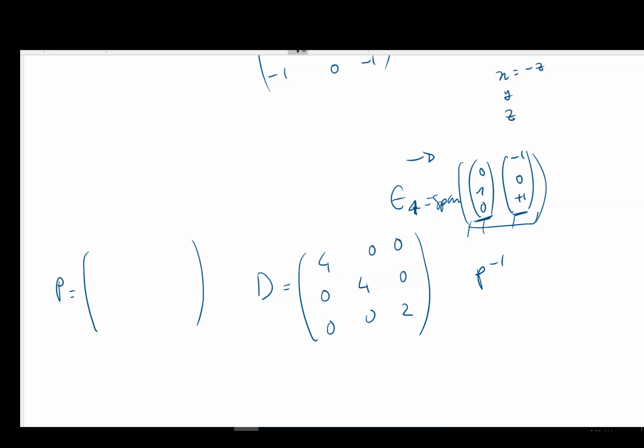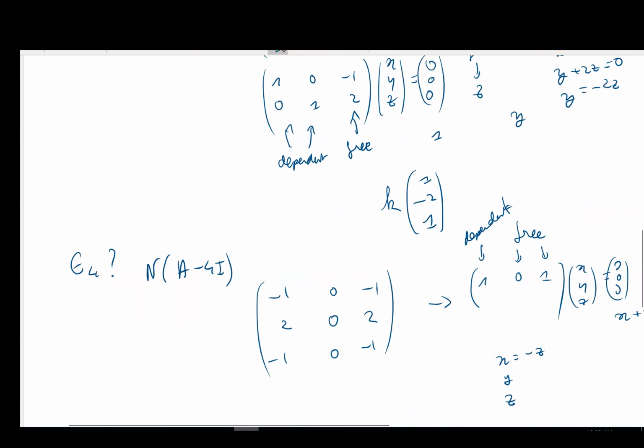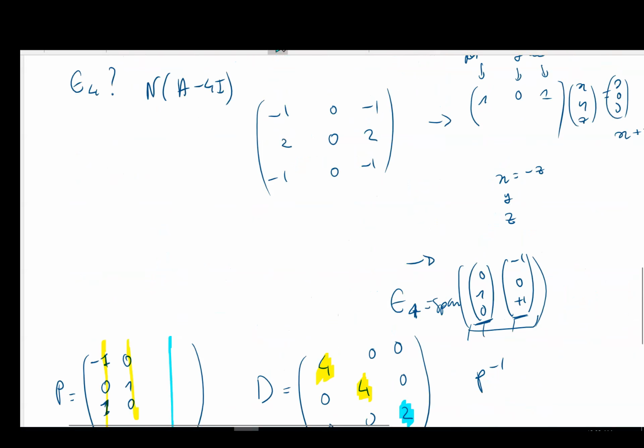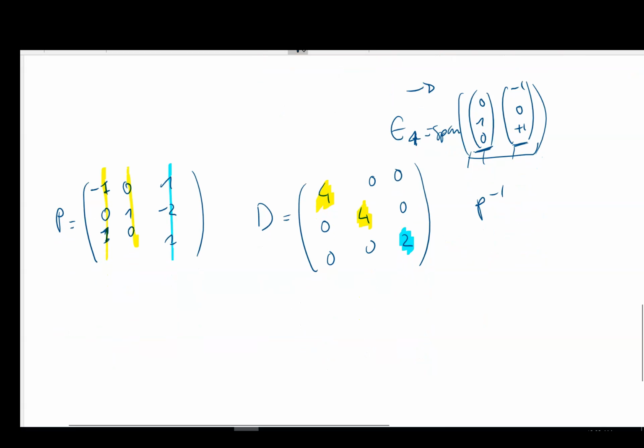Maybe it would be easier to invert if I put the second one first. So let's put this one, 0, 0, 1, but really it doesn't matter. And 0, 1, 0. These are the eigenvectors that correspond to my eigenvalue 4, and then I want the eigenvector corresponding to eigenvalue 2, which was 1, negative 2, 1. This is my P matrix.